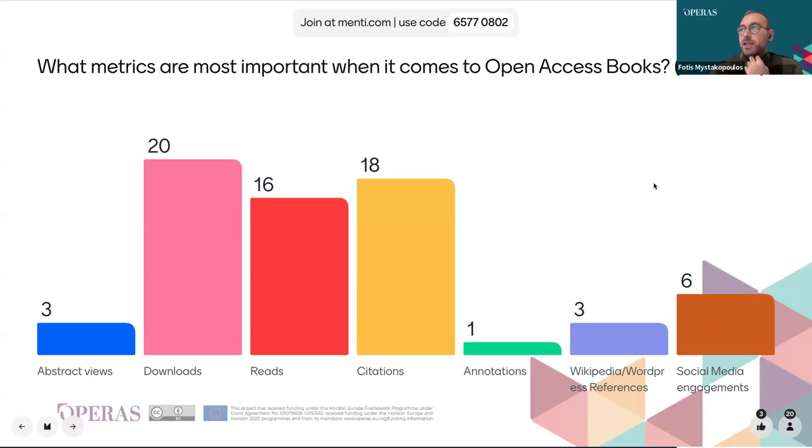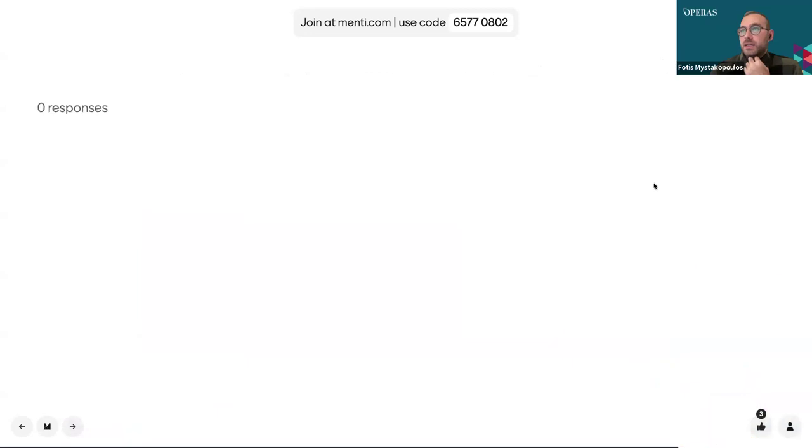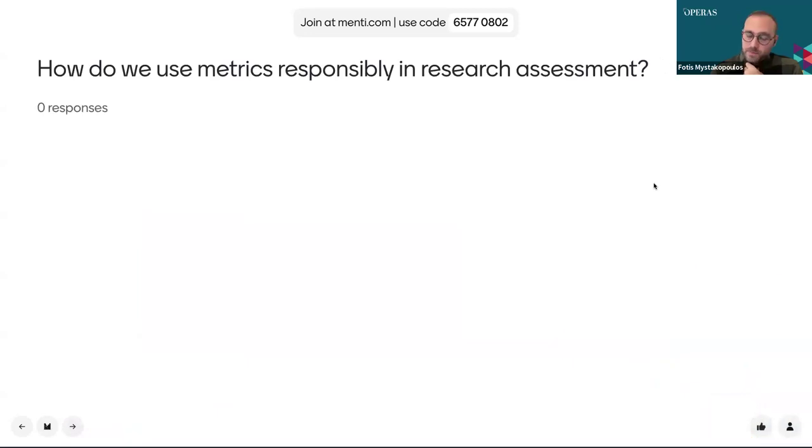And the final question, and I think maybe we don't have enough time to discuss it in detail, but we mentioned it, and effectively that links to what I said earlier. How do we use metrics responsibly in research assessment? I think it's a free field where you can respond either way.